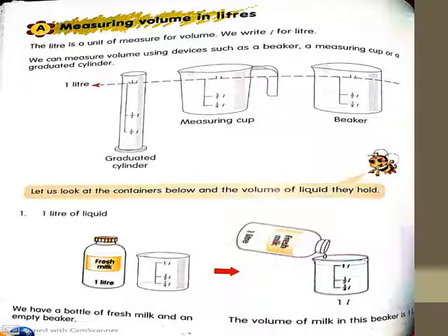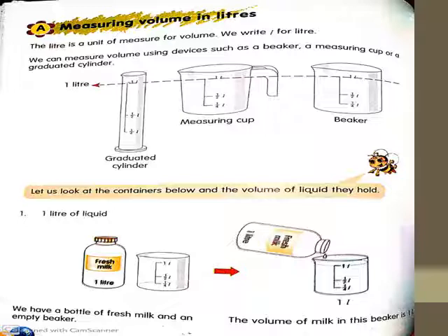So we have different tools to measure volume, but here we have some examples like graduated cylinder, measuring cup, and beaker. If you see the graduated cylinder, you can find there are three numbers written on it. From the bottom it starts with 1/4, this means quarter liter, then in the middle half liter, and at the top of the graduated cylinder it's 1 liter.